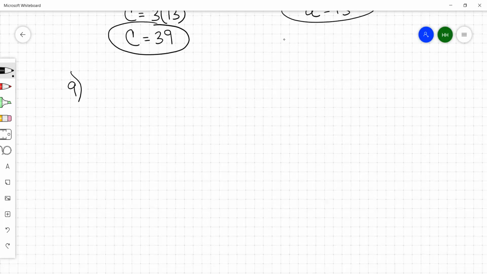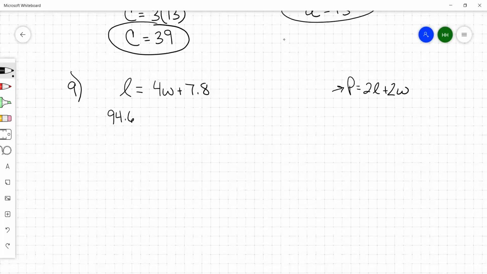Sounds pretty good, actually. All right, number 9. It says the length of a rectangle. So look, the length of a rectangle is 7.8 more than 4 times the width. That's the length. The perimeter is 94.6. So look, perimeter of a rectangle is equal to 2 length plus 2 width. So they give you the P. They tell you that it's 94.6. So 94.6 equals 2L plus 2W.